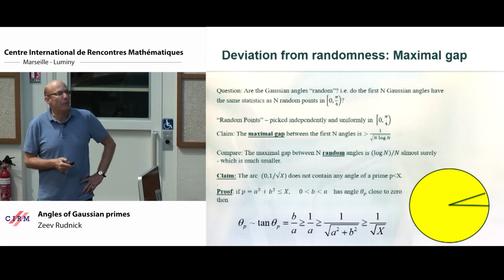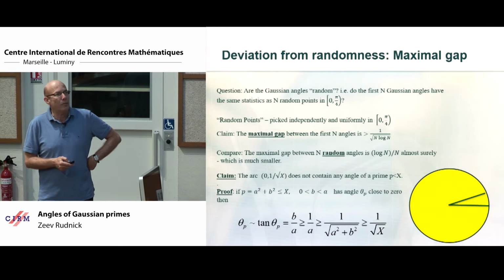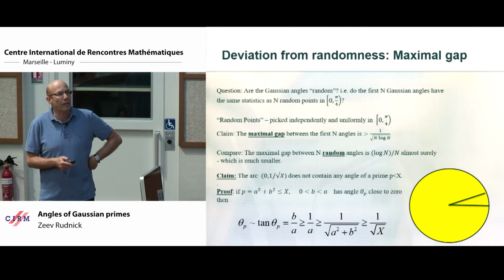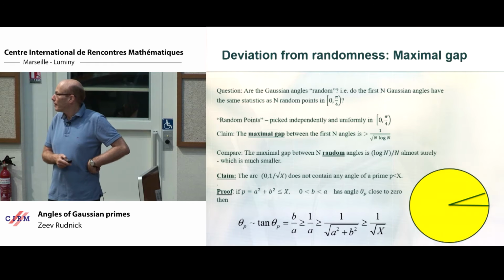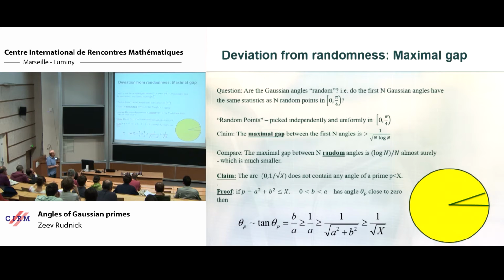And here's the proof. You take an integer, which is a sum of 2 squares, at most x, and we want to put it close to the number 1, to have angle close to 0. If the angle is close to 0, then it looks like the tangent. And the tangent is b over a. Because these are integers, b is at least 1. Okay? So you get something which is at least 1 over a, and a is less than root x.